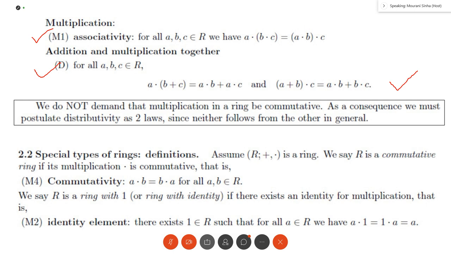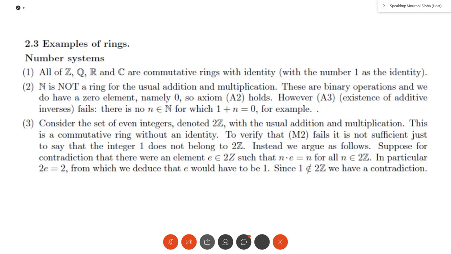Special types of rings. So we have a commutative ring if multiplication is commutative, and we have a ring with unity if the identity element 1 exists. We have already told you this. You know these things now. So here we have examples of rings. All of Z, Q, R and C are commutative rings with identity, because 1 as the identity element belongs to Z, Q, R, all of these. N is not a ring. So Z, Q, R, C are all rings.